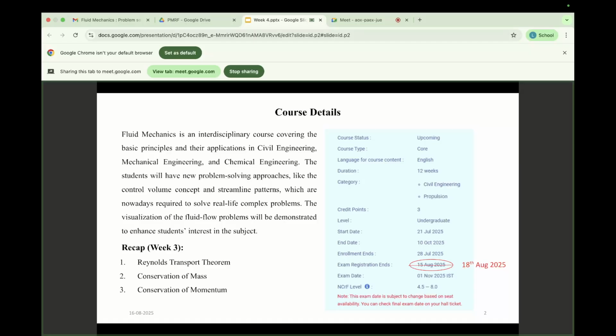So in the initial 3 classes we have gone through the basic concepts, and in the last class, in week 3, we went through the Reynolds transport theorem, and thereafter we tried to solve numericals on conservation of mass and conservation of momentum along with the theory.